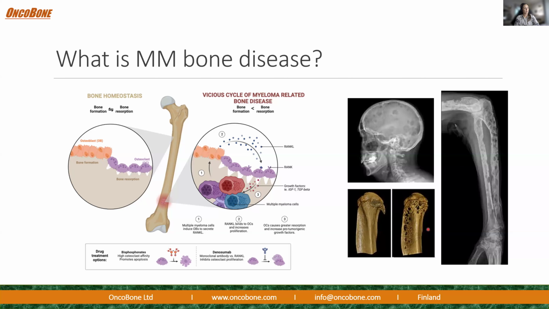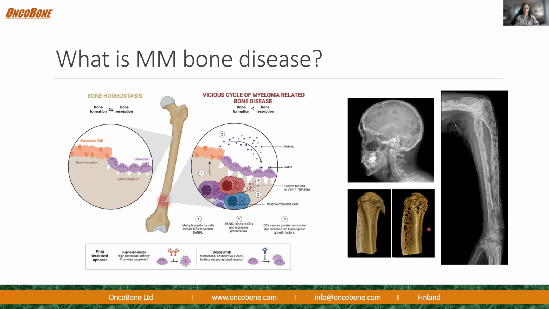And you can probably acknowledge that their bones are actually looking quite different from each other. So in this case, you can see these holes in the cortex of the tibia. So this is reflecting really an end stage multiple myeloma in mice.